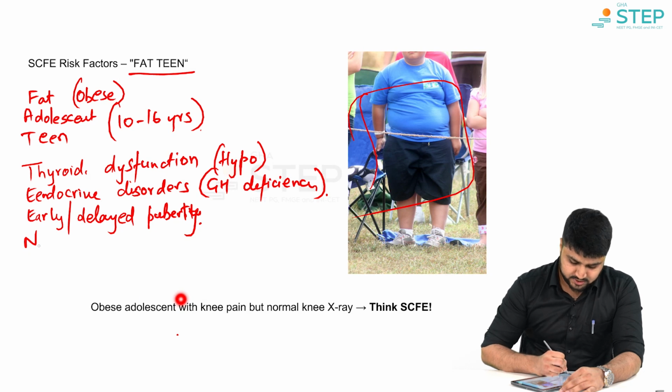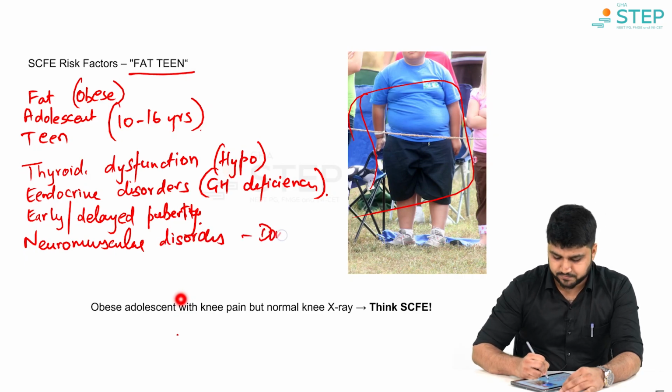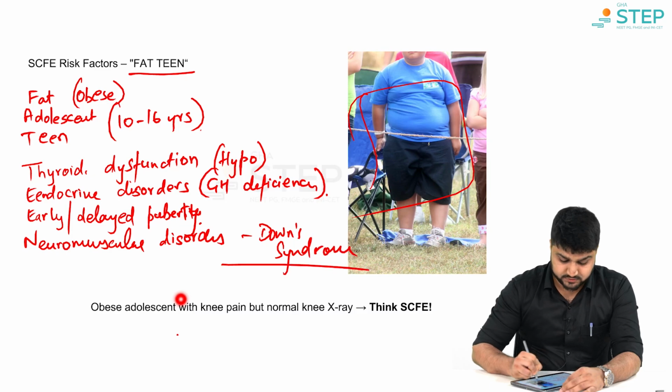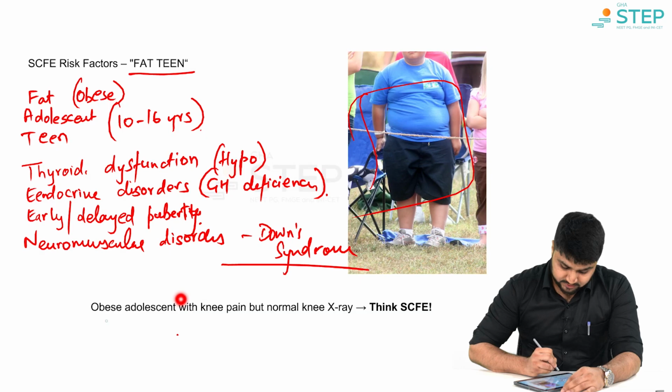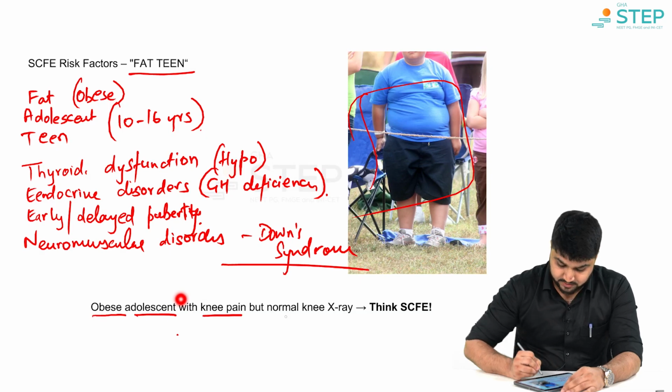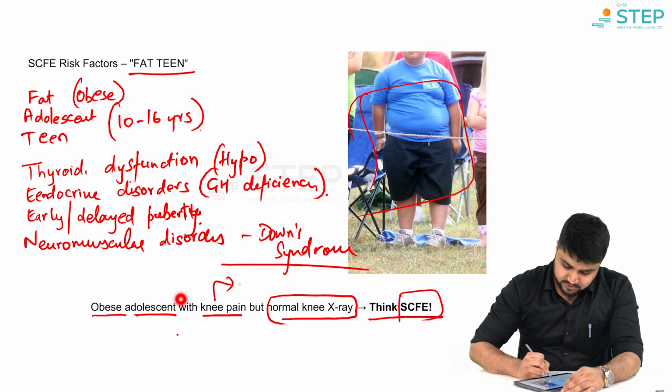Okay, they can also have other neuromuscular disorders like Down syndrome. Okay, so these are the risk factors for slipped capitofemoral epiphysis. One thing you also need to remember is any obese adolescent with knee pain but a normal knee X-ray, you also have to think of slipped capitofemoral epiphysis. This is usually because of referred pain.